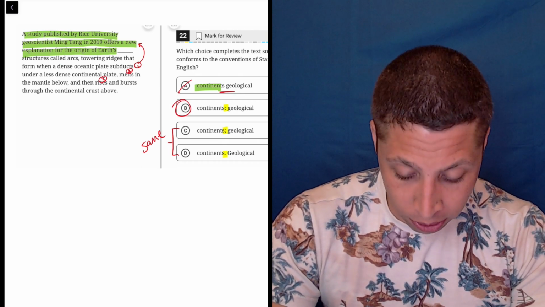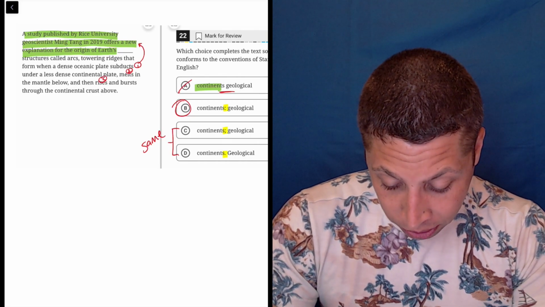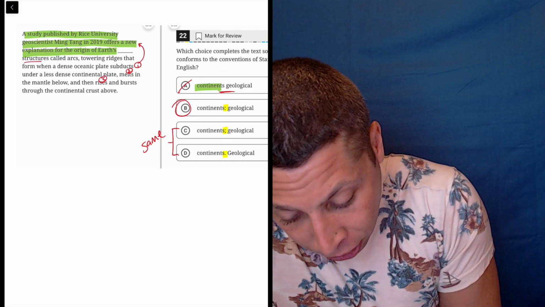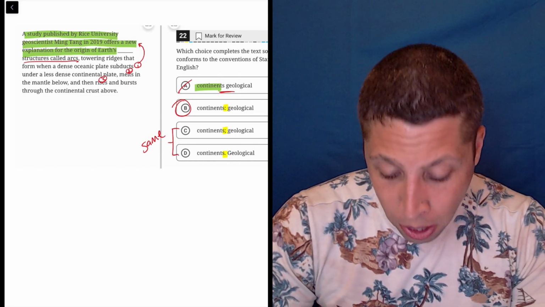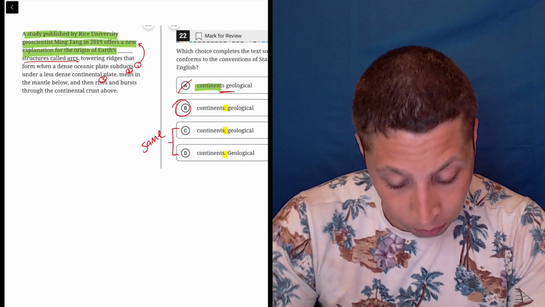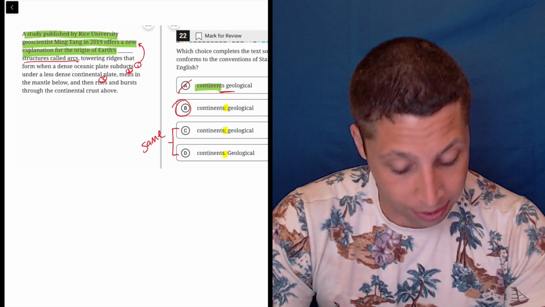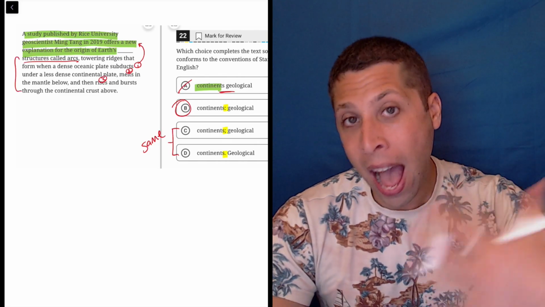Structures called arcs. Towering ridges, that's the new explanation. So what's the new explanation? The structure is called arcs. Then what are the arcs? They're towering ridges that form when a dense oceanic plate does three things. It subducts, it melts, and rises and bursts. So it's a lot of description. The point is none of it in this part acts as its own sentence.